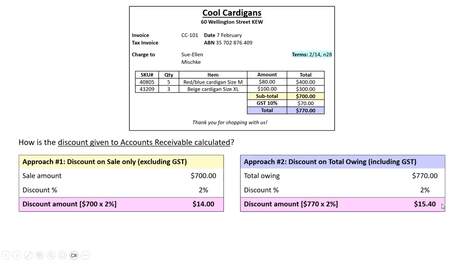So in the real world, different businesses do different things, but in our course, which one of these is right? Well, VCA's very clear, and they say it's the one on the right. So we are always, without exception, going to apply a discount on the total owing, this amount here, not just on the sale, which was this amount here. So in this case, 2% discount of $770 would be a discount of $15.40.